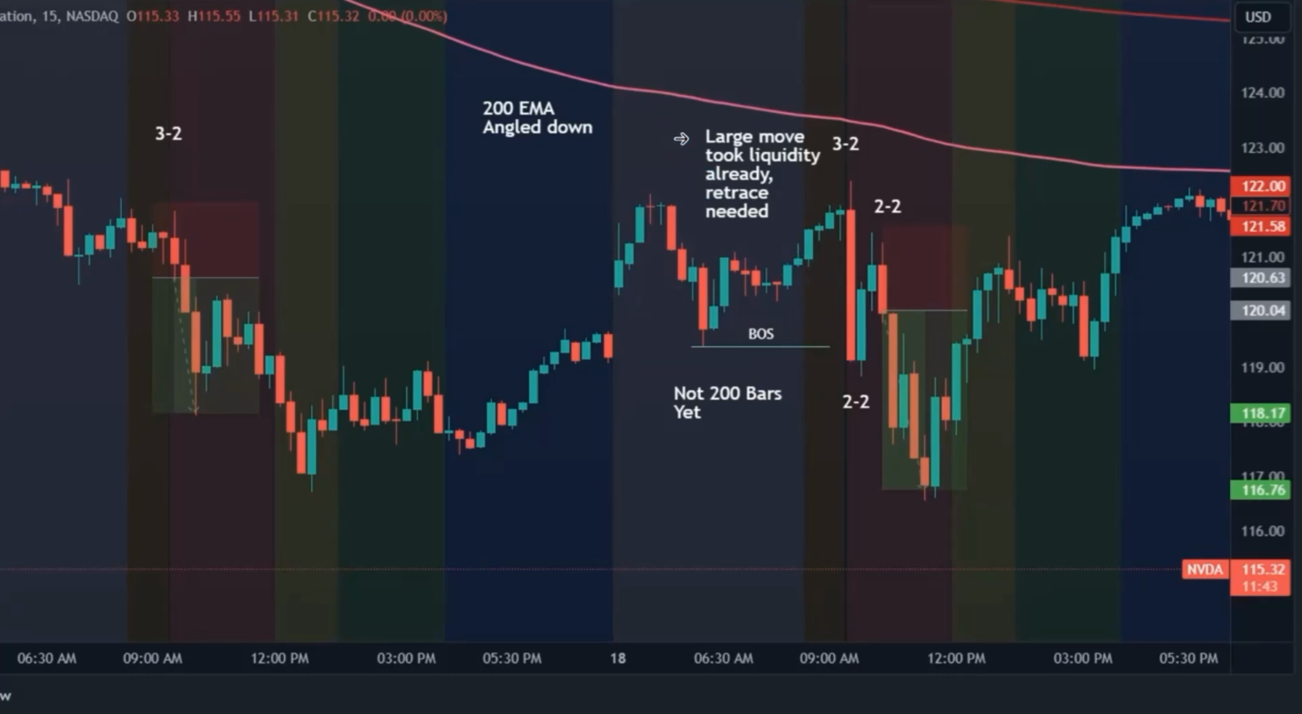And when you see a large move to the downside, you don't look to get in to the downside right after that down move, because we've already taken this liquidity. So price would normally need to retrace to the 50% level of this candlestick, which it does here, and then creates that 2 up, 2 down pattern.